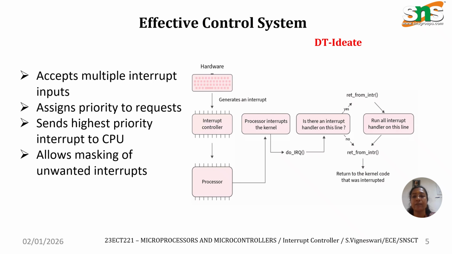Next comes the effective control system. An effective interrupt control system performs the following functions. The first one is to accept multiple interrupt inputs, assign the priority based on the level in the vector table, send only the highest priority interrupt to the processor, and allow masking of unwanted interrupts. So this prevents system crash and ensures smooth real-time operation.